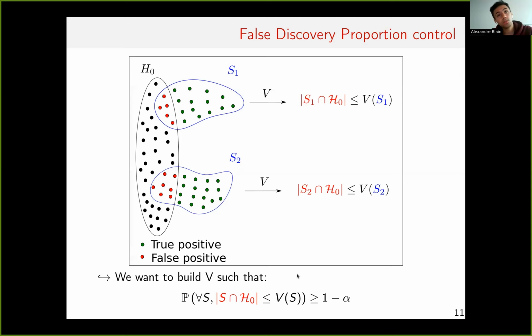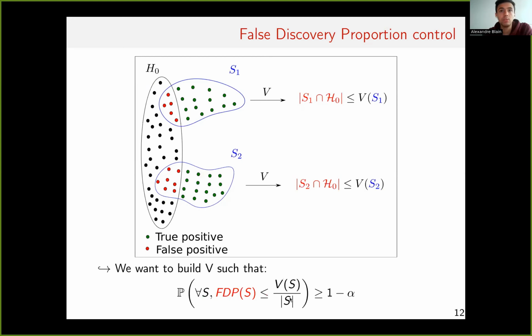And crucially, you want this to hold for all possible regions S, which means that you can select regions that are derived from the data. And you want this to hold with a high probability, so at least 1 minus alpha. And of course, this is equivalent to controlling the proportion of false discoveries, since you just have to divide by the cardinality of S in the equation at the bottom of the slide, and you obtain the FDP, which is bounded by V of S divided by its cardinality.